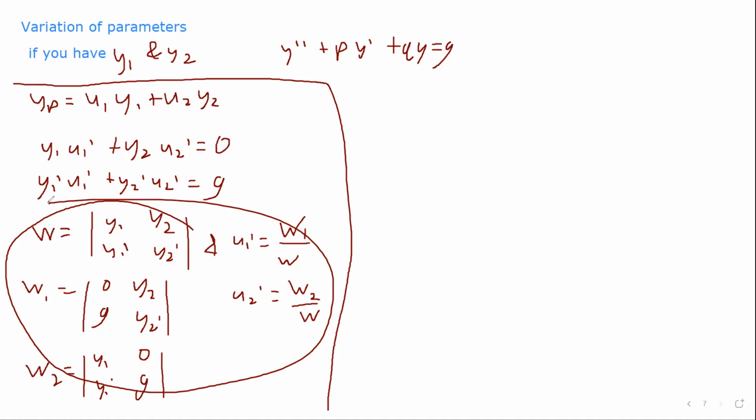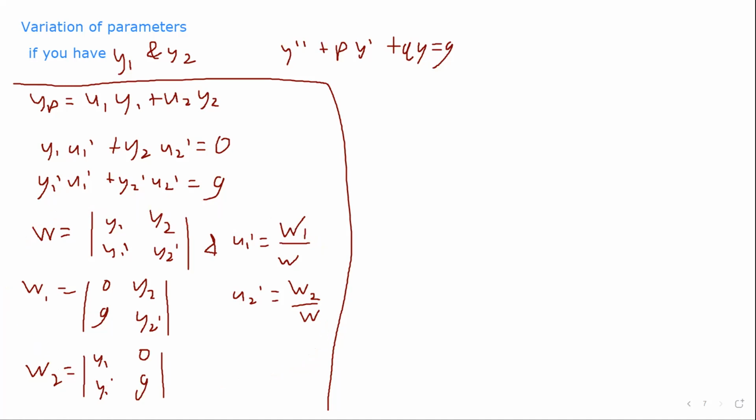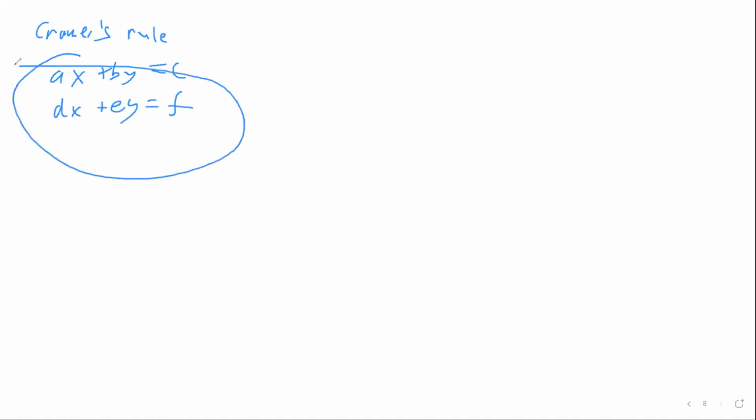Cramer's rule. I guess I have time to tell you Cramer's rule. Cramer's rule is a method for solving any system of linear equations. If you have the following, ax plus by equals c, and dx plus ey equals f, then you can solve this by the use of three determinants.